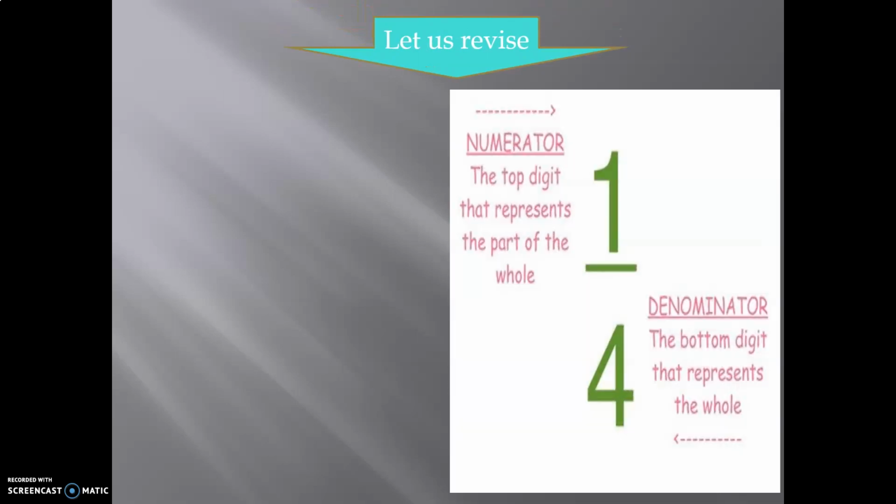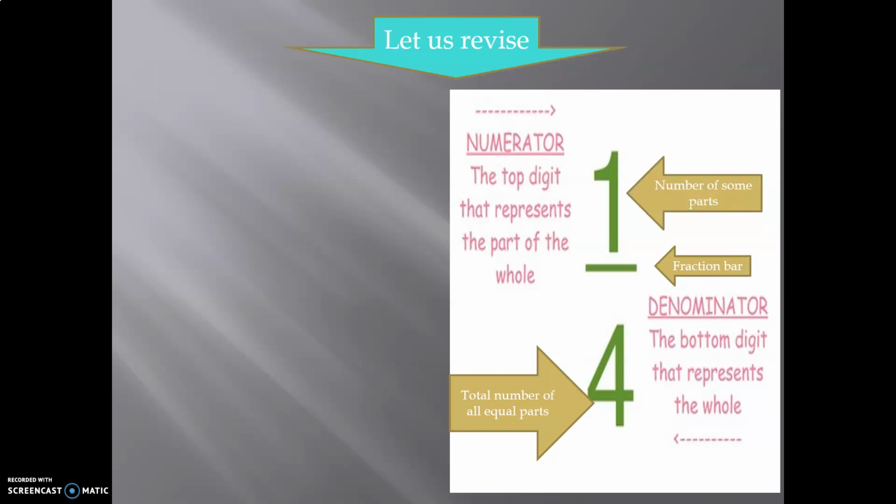Let's revise how to write a fraction. We know that our fraction is made of 3 parts. The first part, the denominator, D for down, denominator, tells us the total number of the equal parts, all the parts you have. And you have the fraction bar, and up we are writing the numerator, or the number of some parts. If we are talking about the colored parts, up will represent the number of the colored parts out of all the total parts you have.